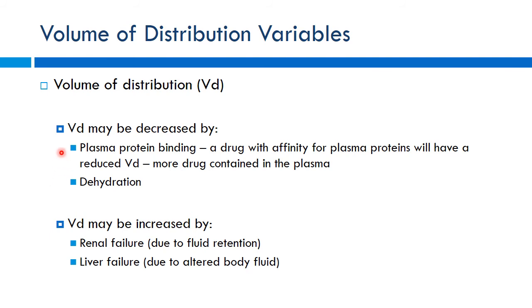So for instance, volume of distribution may actually be decreased in some cases. One circumstance would be things like plasma protein binding. Essentially, if more of the drug is being bound up by serum proteins like albumin, it tends to hold that drug in the central circulation, which ends up dropping your volume of distribution, right? Because it's less extensively distributed out to the tissues.